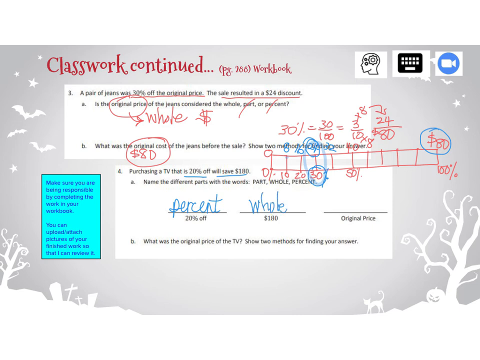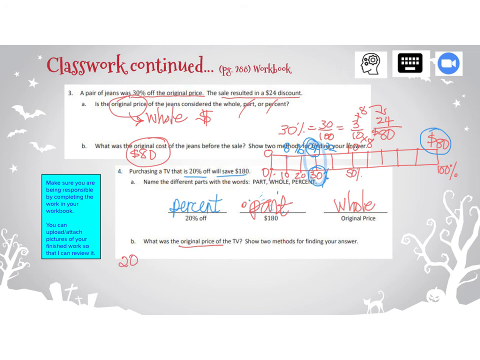And the original price, oh, maybe I did the whole, that's wrong. I just made a mistake. Okay, let's go back. In fact, I should erase this. Here's what my error was. It does not cost 180. That's the savings. So this is the part. Do not make the error I just made. And the original price, well, that's going to be the whole thing, but we don't know yet. We just know we saved a whole lot of money. Now we want to know the original and show 2 ways that you discover it.